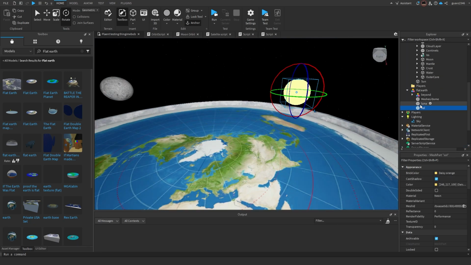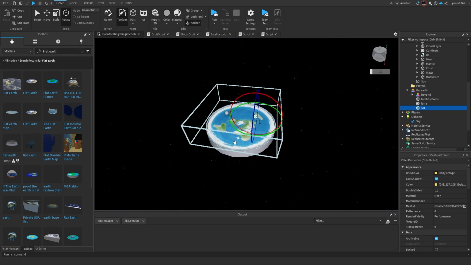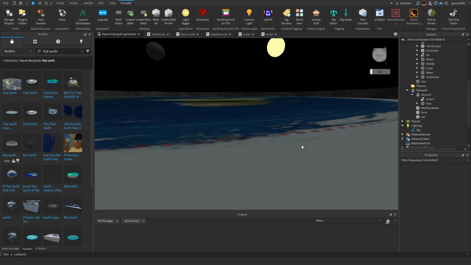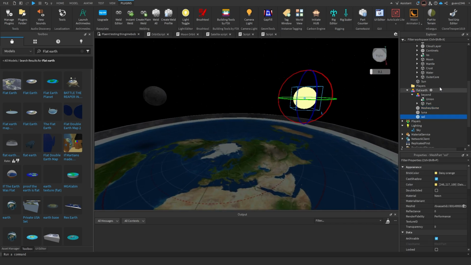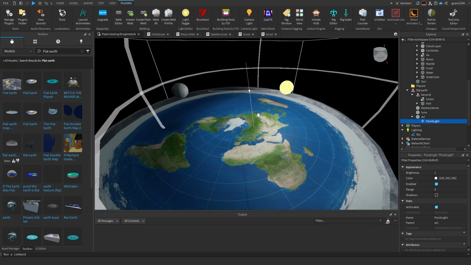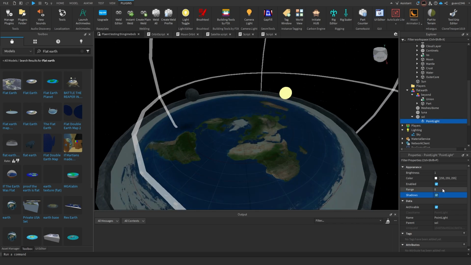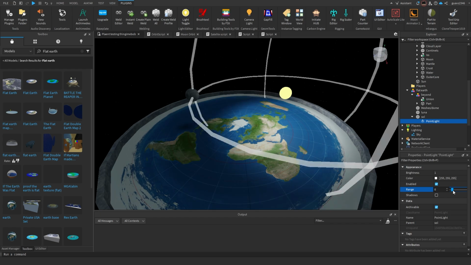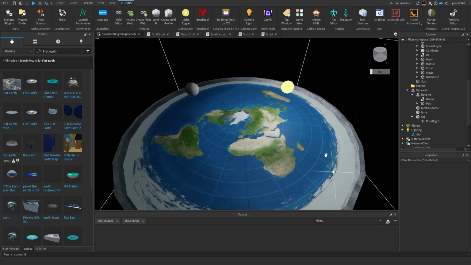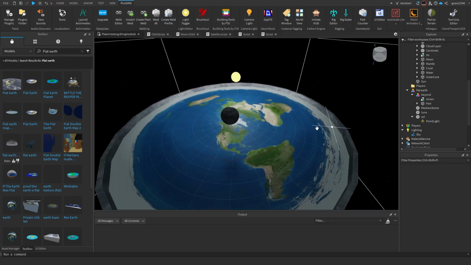Does the sun have a point light? Oh, it doesn't. Okay, where is the point light? Oh, it was me. Okay. This is the sun and the moon. And you know the sun has to emit light or else it's forever nighttime. So we need a point light. And this is how it's supposed to look.